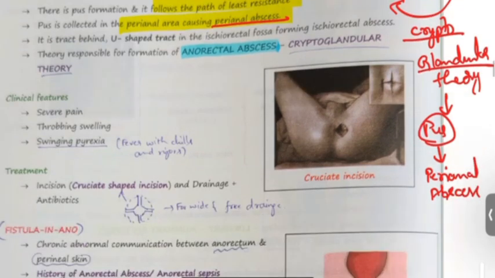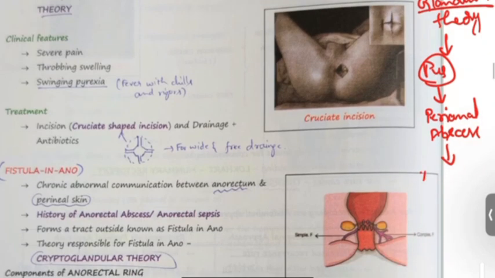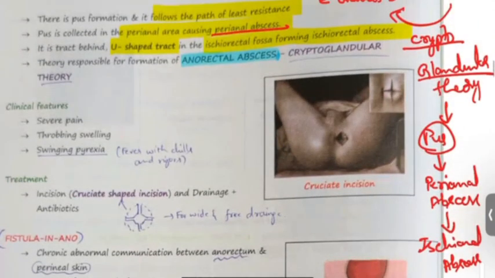It is a tract behind, or basically a U-shaped tract in the ischiorectal fossa, forming the ischiorectal abscess. Once this perianal abscess happens, it can spread to the ischioanal fossa or ischiorectal fossa, and then cause an ischioanal abscess. The theory responsible for formation of anorectal abscess is called the cryptoglandular theory.